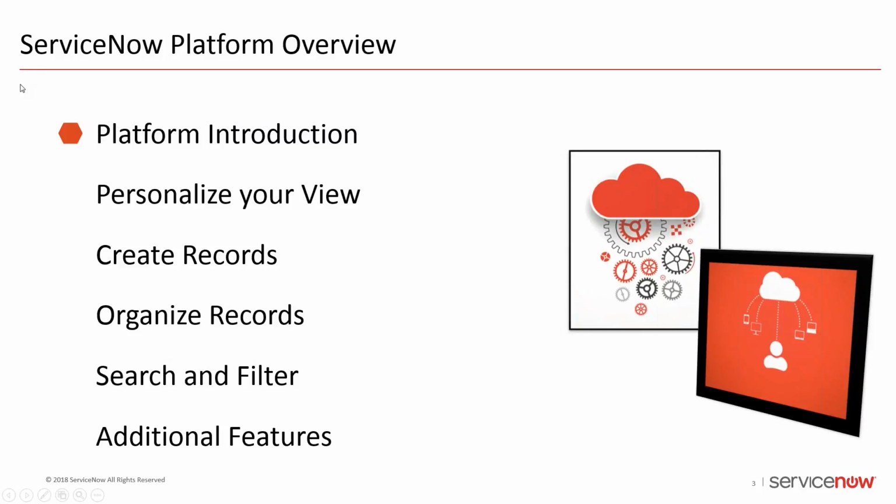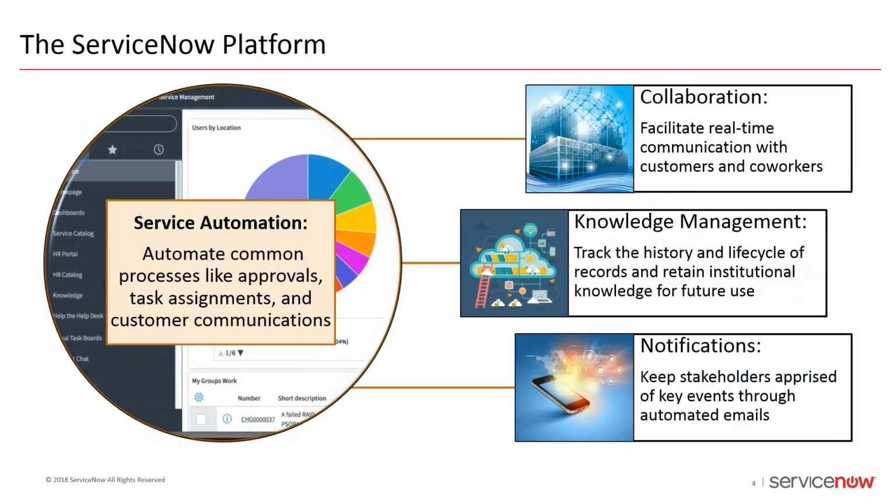We'll start with the platform introduction. ServiceNow uses service automation. It automates common practices like approvals, task assignments, and customer communications. This is through collaboration, knowledge management, and notifications. We'll use the ServiceNow platform to accelerate decision-making, task resolution, and problem solving, whether responding to a customer, engaging with a partner, or supporting an employee.